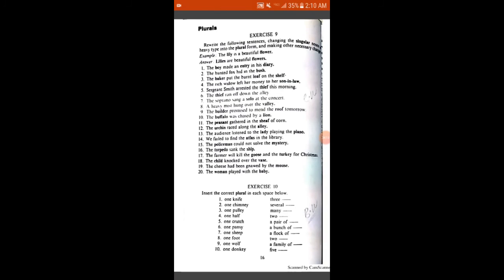This exercise will be done in your copy, and you have to change the singular nouns written in heavy type into the plural form. The bold words you have to change into plural form, making other necessary changes for doing this exercise. One example is given and this is also very easy. Just try to do it by yourself.